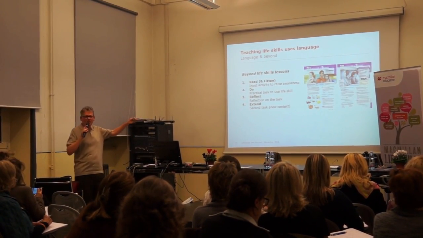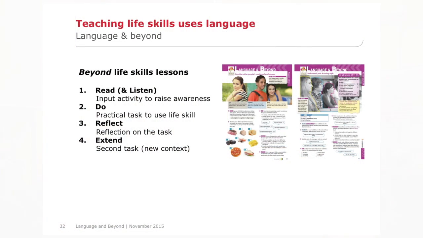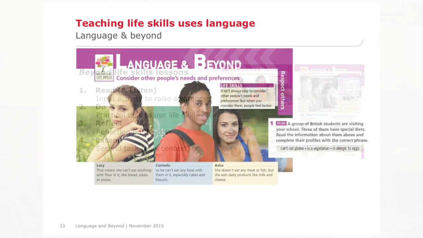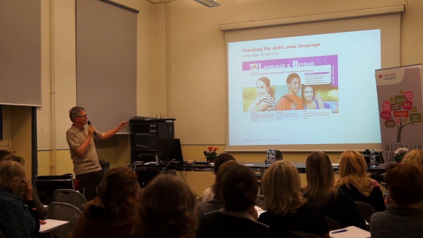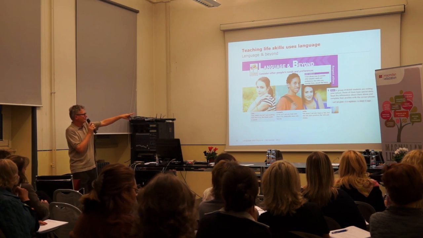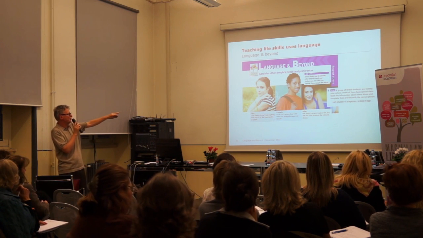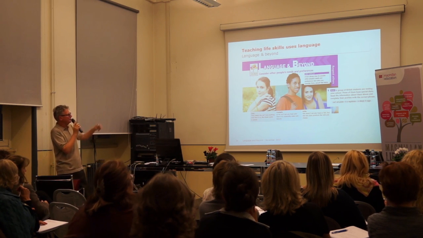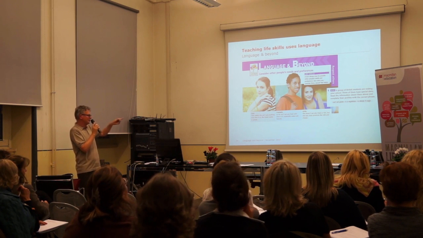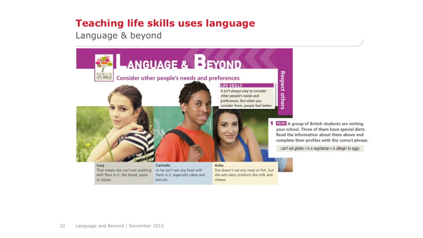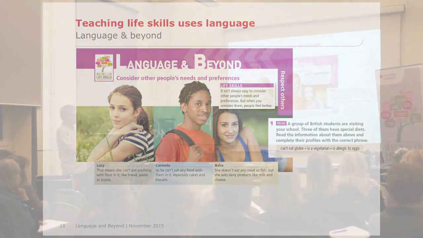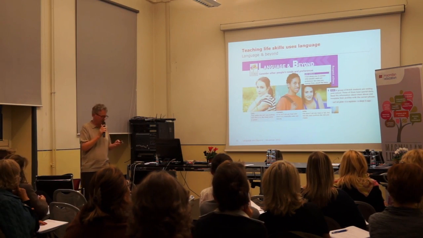We're just going to quickly look at two lessons, just so you can see how they work. And I think you're going to think that I'm obsessed with food, but this first lesson is about food. Can't get away from it. We've got 3 students here, and this is the situation. A group of British students are visiting your school. 3 of them have special diets. Read the information about them to the left, and complete their profiles with the correct phrase. So that's the task that just makes them aware of the life skill.